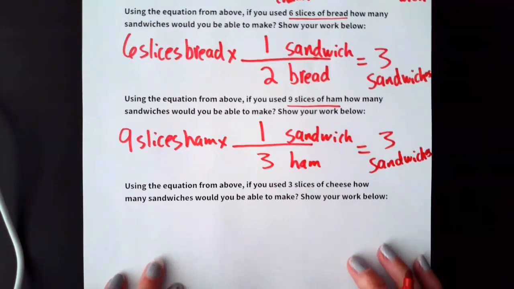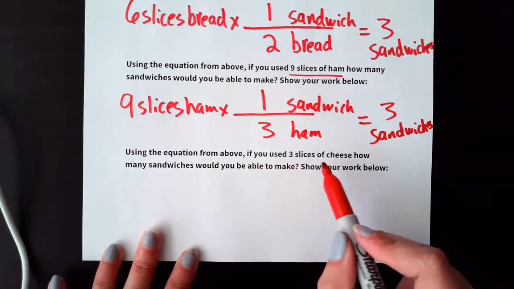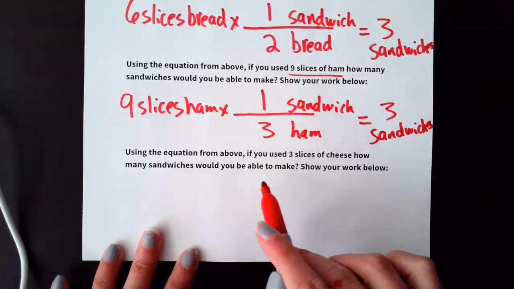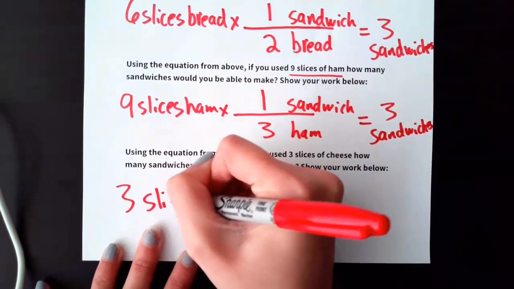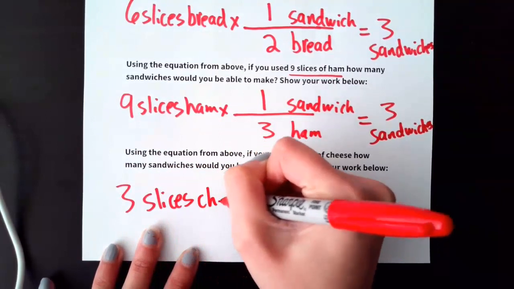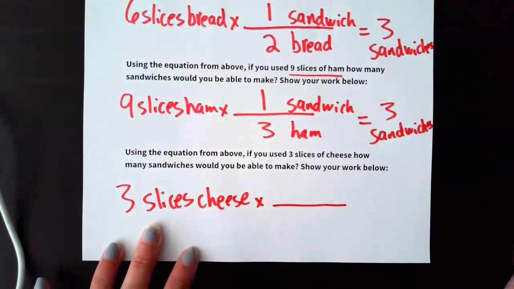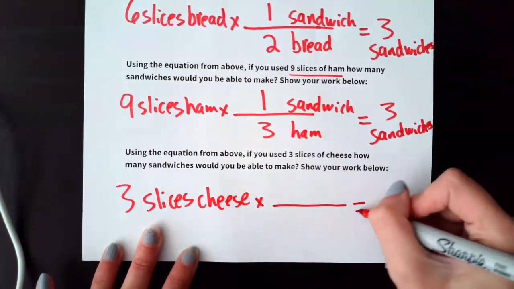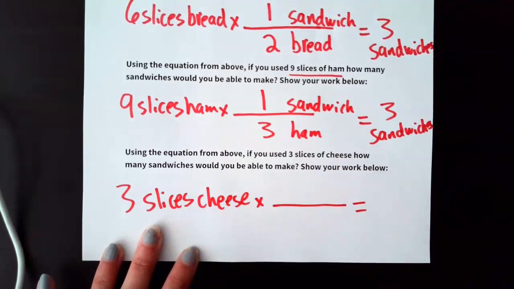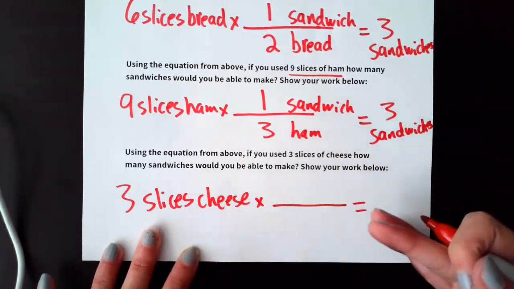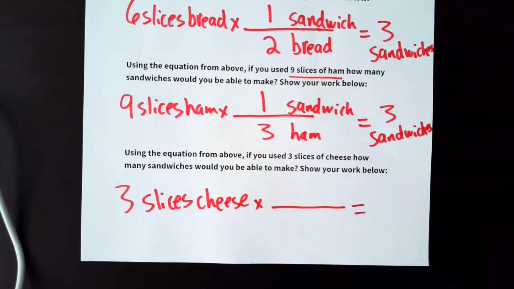Okay, and then this next one, use the equation from above. If you use 3 slices of cheese, how many sandwiches would you be able to make? Show your work below. So 3 slices of cheese. Okay, and then you try this one on your own. All right, so I'm going to leave this one for you to do, and then whenever you submit this, I'll look over it and see if you have done that one correctly.